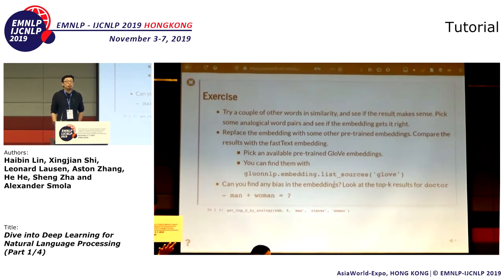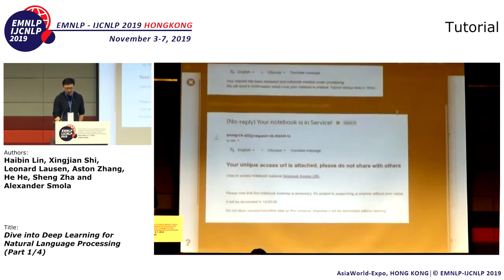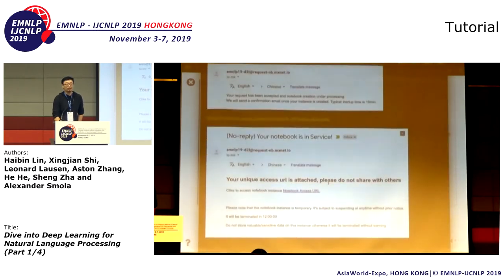Okay, so do you all know where to? I'll show that email address again. For those who just came in, please write an arbitrary email to this email address, emlp19-d2l at requestnb.mxnet.io. You would get two emails. First one would be a confirmation that we received your request, and the other is the actual notebook instance that's sponsored by Amazon SageMaker.